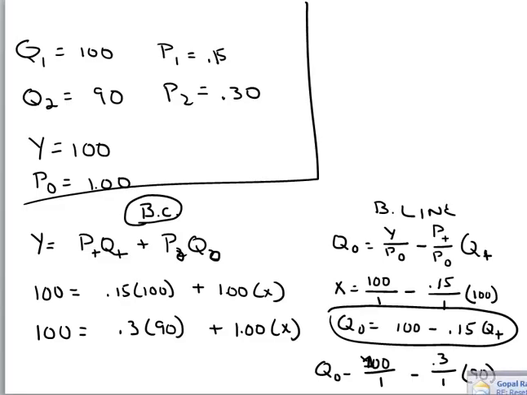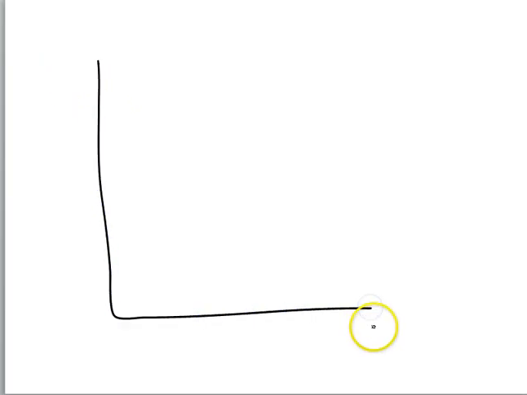We'll add a new slide, and we'll see if I can graph this better than I did the first time. So here on my horizontal axis I have trash, and on my vertical axis I have all other goods. I know that the maximum quantity of all other goods is Y times the price of all other goods, or 100 divided by $1, or 100.